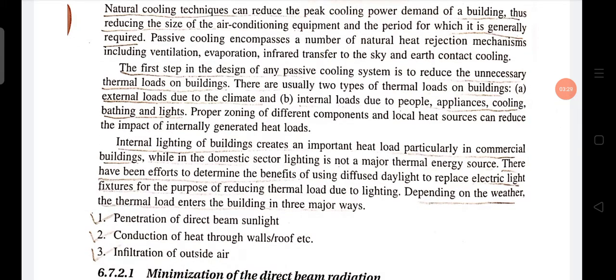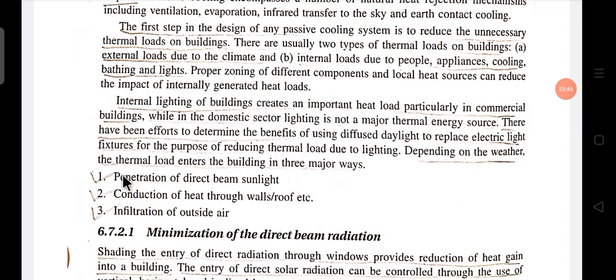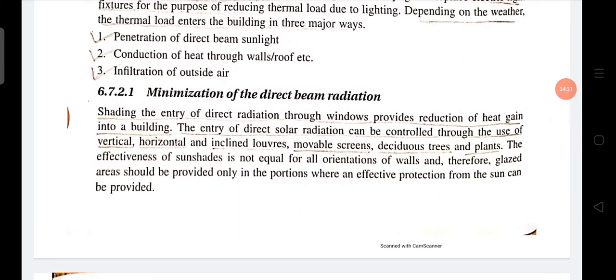The external thermal load is taken care of in three major ways. One is minimizing the penetration of direct beam sunlight, the second is conduction of heat through wall and roof, and the third is infiltration of outside air. By these three ways we can minimize the external thermal load in our building.